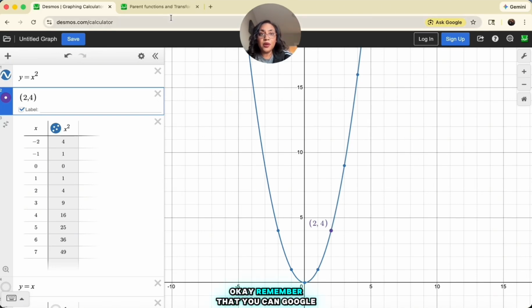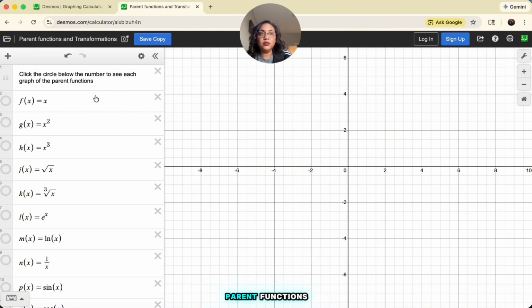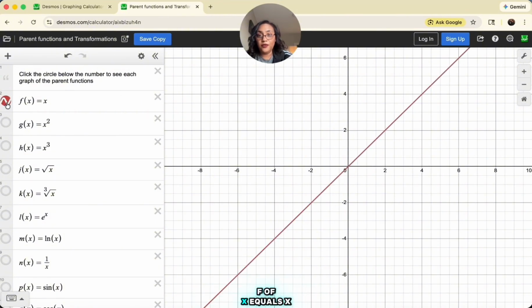Okay? Remember that you can Google parent functions. So we have discussed f of x equals x, and now g of x equals x squared. And it doesn't matter if this is called a different letter. It means the same exact thing. It's just that Desmos does not like the same letter to be on there twice. It just causes a problem.